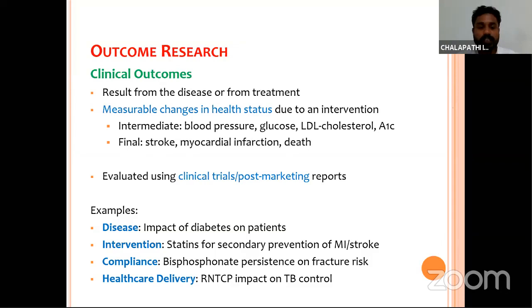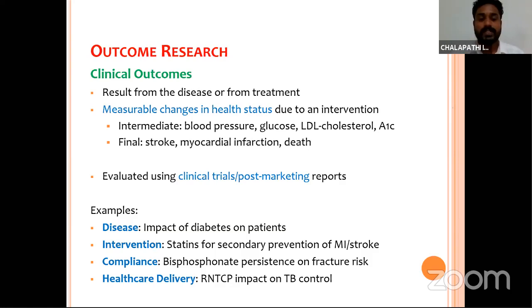Next, if I'm giving a statin for the prevention of MI or stroke, I'm checking whether the MI incidence or stroke incidence is reduced after giving the statin, because you know that statin is one of the most preventive strategies for angina or MI. So when you give an angina or MI patient atorvastatin or any other statin, you are checking whether the incidence of MI or stroke is getting reduced. That is a kind of clinical outcome you are measuring in the intervention.